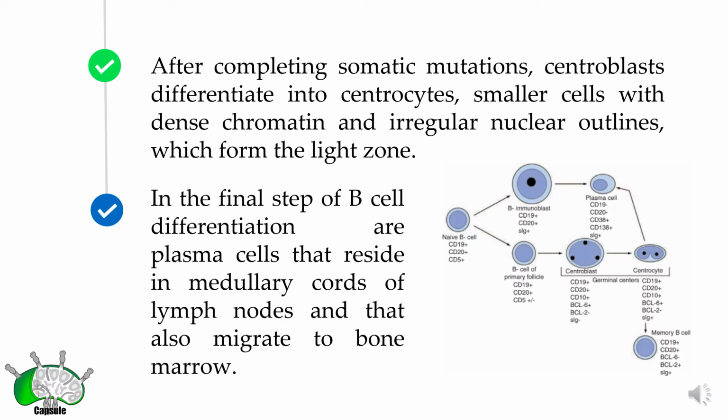Centrocytes with high affinity immunoglobulins for a specific antigen lose their germinal center antigens such as CD10 and BCL6 and develop into memory B cells, which create a marginal zone on the mantle's periphery. Lymphocytes from the marginal zone are medium in size, with ample transparent cytoplasm and indented nuclei. Plasma cells, which sit in the medullary cords of lymph nodes and move to the bone marrow, are the ultimate stage of B cell development.